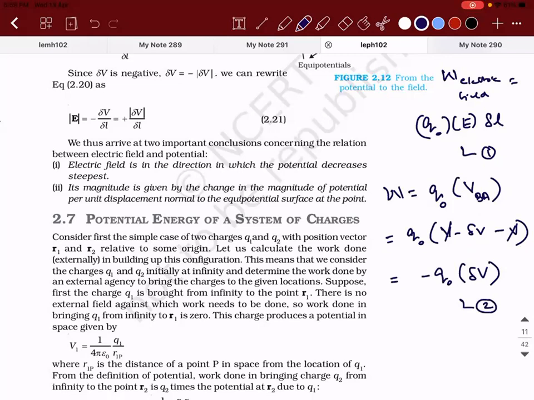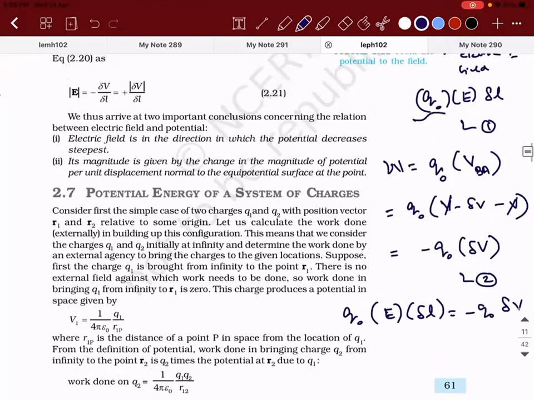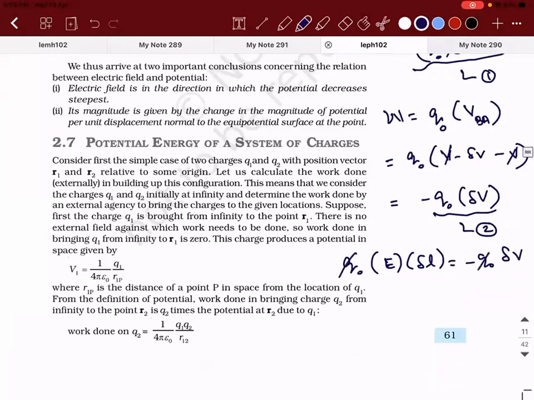Equation number 1 says work done. Equation number 2 also says work done. Both these work dones are equal. So Q naught into E into delta L is equal to minus Q naught into delta V. Accepted? Q naught is cancelled. So E will be equal to minus delta V divided by delta L. And this is a very, very, very important expression.